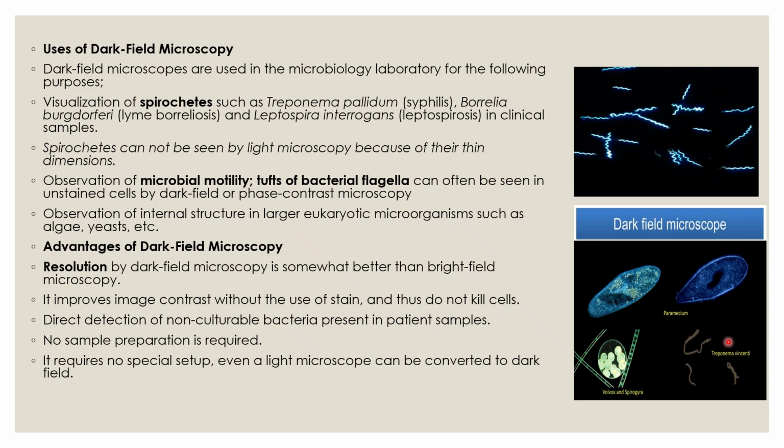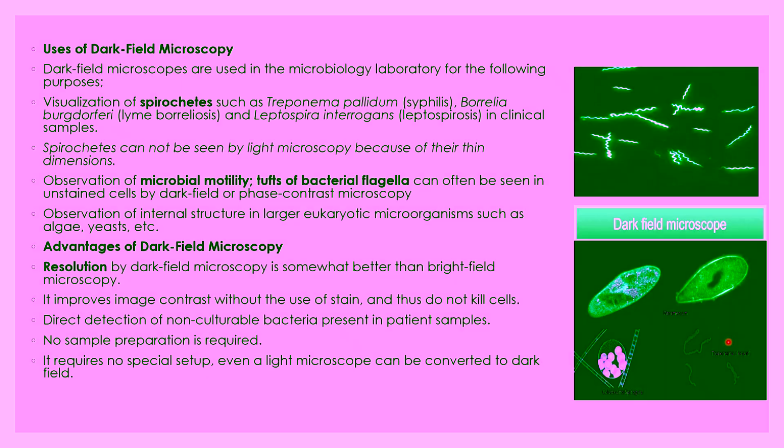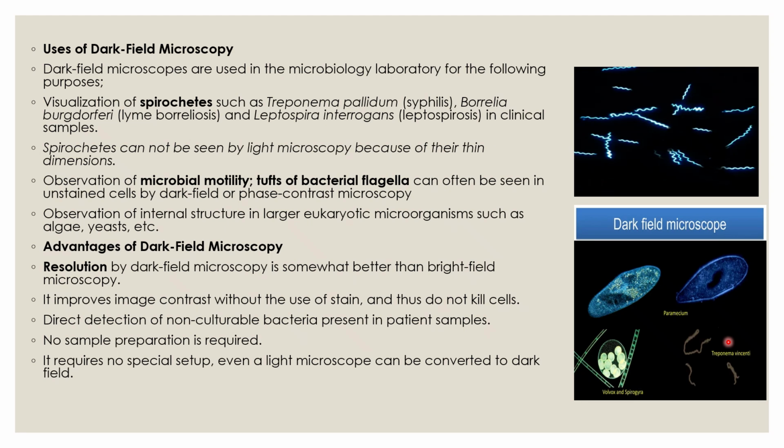Okay, and if you want, you can use a bright field microscope, and the bright field microscope itself can be changed to a dark field microscope just by the addition of the opaque disc. That is another advantage over here. So just by placing that opaque disc in the bright field microscope, it becomes a dark field microscope. So all these are the advantages of the dark field microscope.